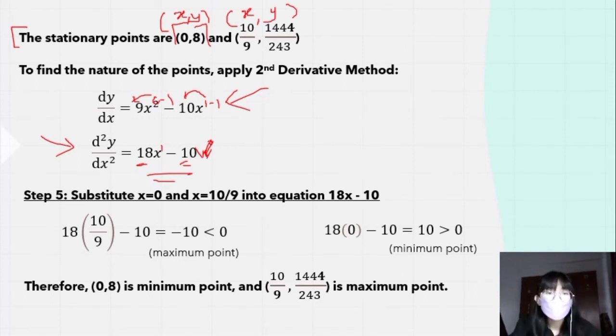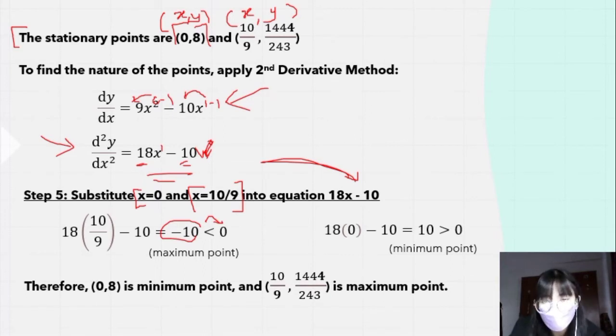After we got this value, we will substitute x equals 0 and x equals 10 over 9 into our new equation, which is 18x minus 10. So 18, substituting x equals 10 over 9, minus 10, we will get negative 10. Since negative 10 is smaller than 0, that means this is our maximum point.